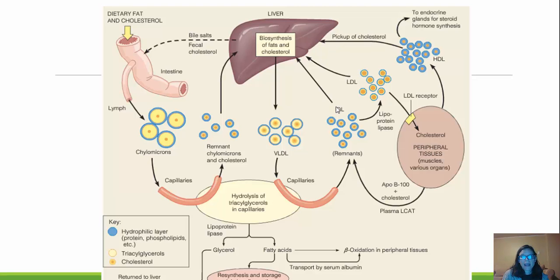And when we have the IDL or LDL or the cholesterol from HDL that's brought to the liver, we can either use this for the synthesis of bile salts, which can then get recycled, or it can be excreted in the feces. Okay, and that's all I have for you today.